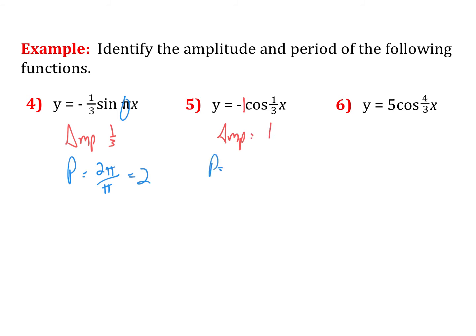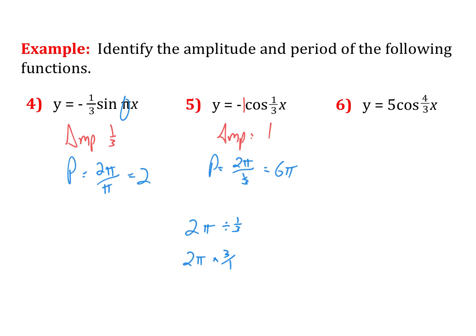Our period would be 2 pi divided by 1/3. Well, how in God's green earth are we going to do that? Well, here's how this works. Some of you may remember from dividing fractions way, way long ago. If I have 2 pi divided by 1/3, that's the same as me saying 2 pi times 3/1. If you ever need to divide out a fraction, just multiply by the reciprocal of that second one. So this would be 6 pi.